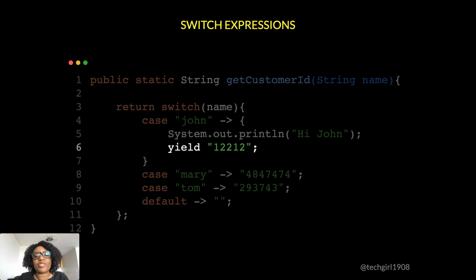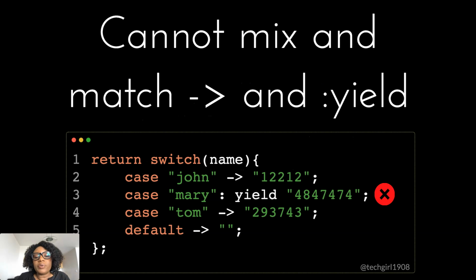Okay, let's talk about the rules. You'll need to use the arrows or the colon yield. You can't use both. You can't mix and match it, right? So line 3 would give you a compilation error because it's a different kind of case. Now you can use the yield with the arrows, but only in the events like the last one I showed you where you're using the curly braces to execute multiple statements within a case.